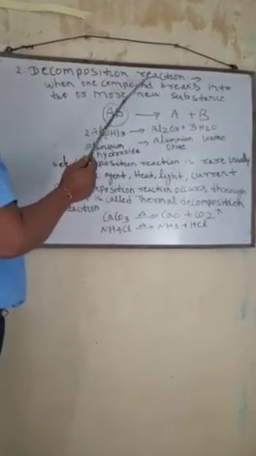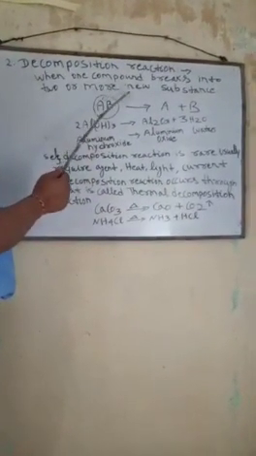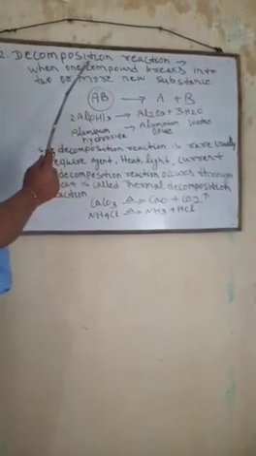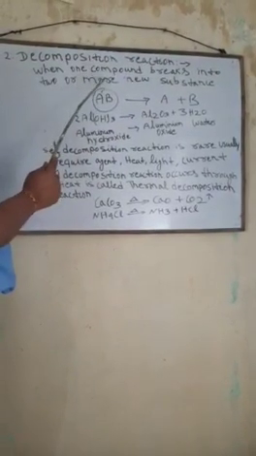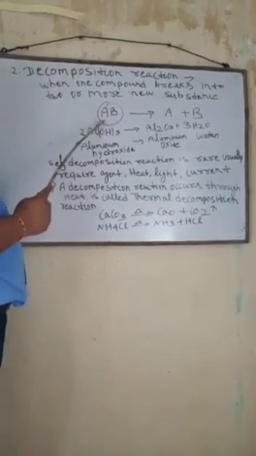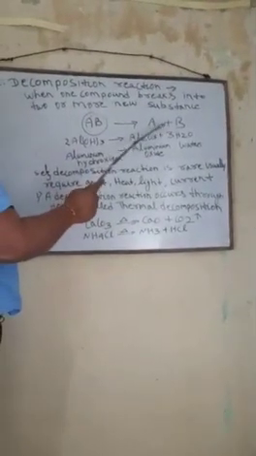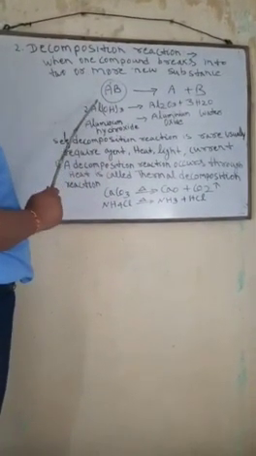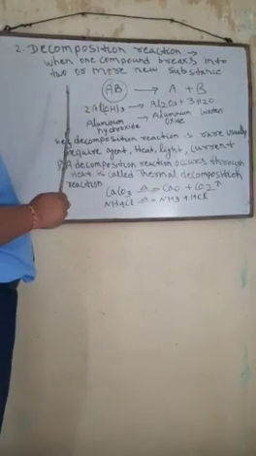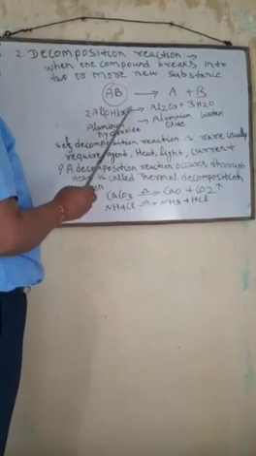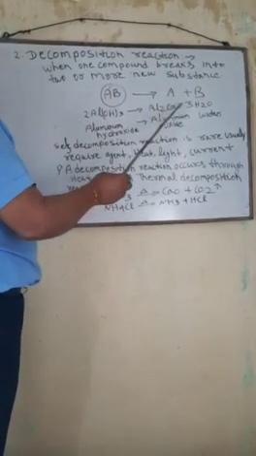Next type of reaction is decomposition reaction. When one compound breaks into two or more new substances, it is called a decomposition reaction. जब एक कंपाउंड टू और मोर कंपाउंड में ब्रेक करता है तो उसको हम डिकम्पोजिशन रिएक्शन कहते हैं. Example, aluminium hydroxide decomposes to form aluminium oxide and water.